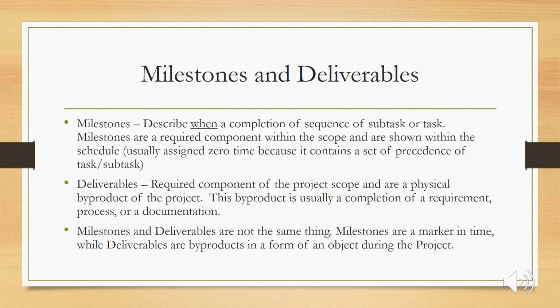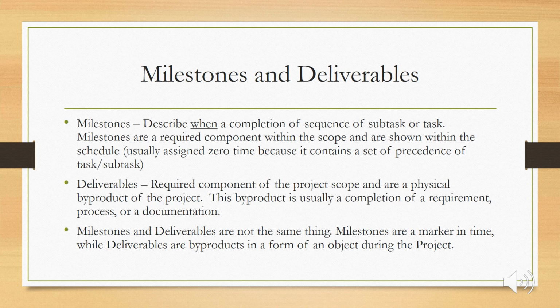Lastly, we have milestones and deliverables. Milestones are described as the completion of a sequence of subtasks or tasks. They are recognized within the scope and are shown within the schedule as some sort of marker. They don't have a set duration within the schedule themselves. Instead, they're purely run on precedence of tasks and subtasks.